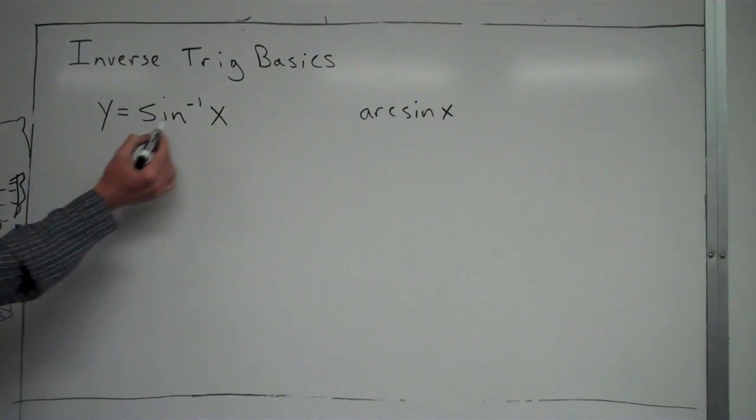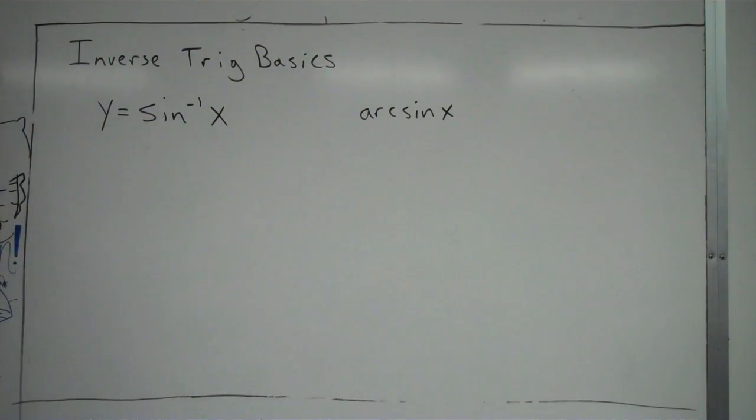And it's a little confusing because that to the negative 1 power makes you think it's like sine to the negative 1, but it's actually not. It means inverse sine because you wouldn't write sine to the negative 1, you would just write cosecant. And the same thing applies to inverse cosine, inverse tangent, and all the other trig functions as well.